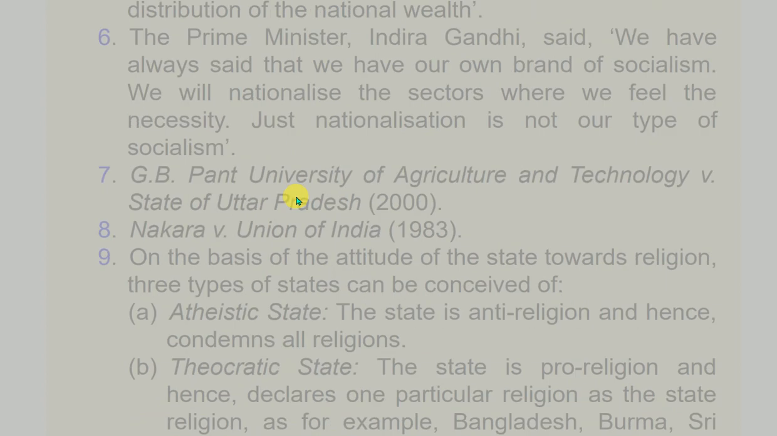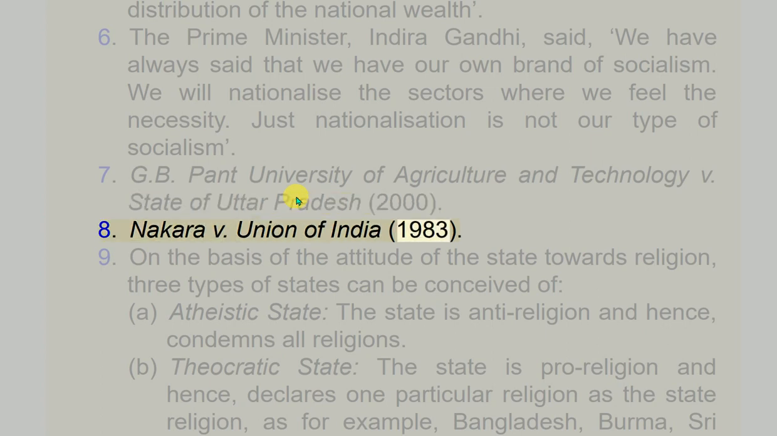6. The Prime Minister, Indira Gandhi, said, we have always said that we have our own brand of socialism. We will nationalize the sectors where we feel the necessity. Just nationalization is not our type of socialism. 7. G.B. Pant University of Agriculture and Technology v. State of Uttar Pradesh, 2000. 8. Nakara v. Union of India, 1983.